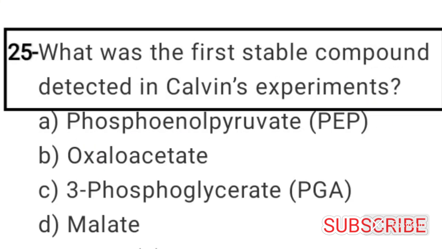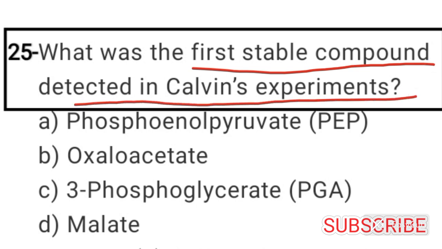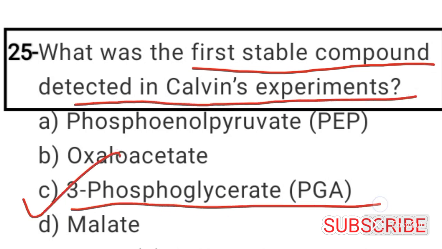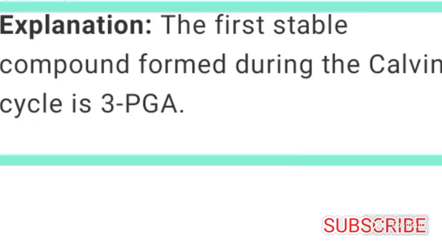Now come to question number 25. What was the first stable compound detected in Calvin's experiment? Answer is option C, 3-phosphoglycerate, 3-PGA. So the first stable compound formed during the Calvin cycle is 3-PGA.